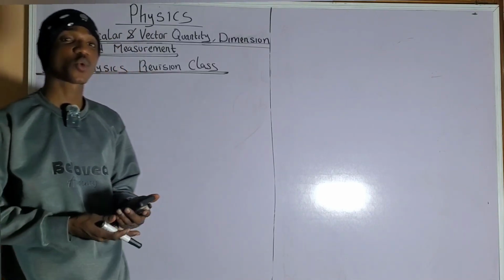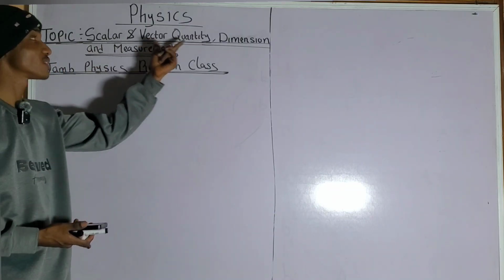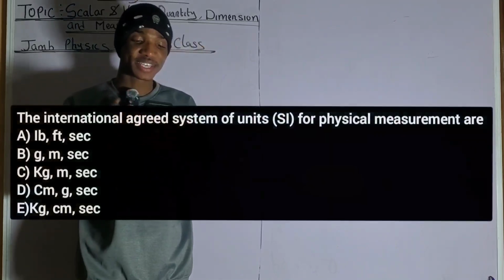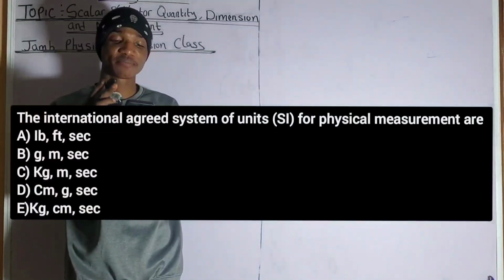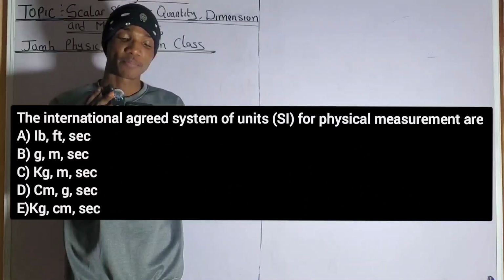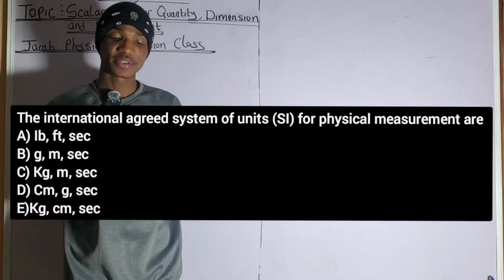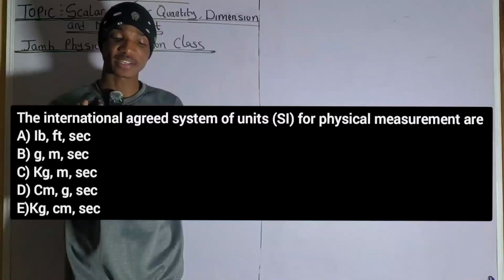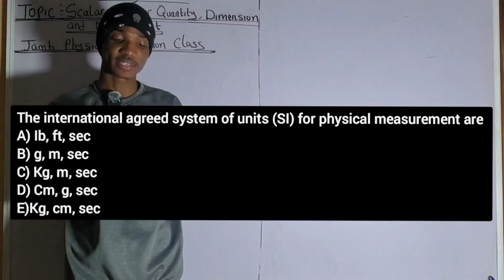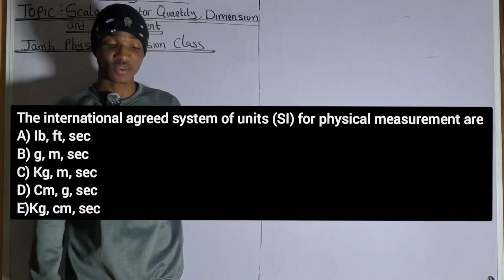In this class, we're going to go over past exam questions on the topic scalar and vector quantity, dimensions, and measurements. Okay. The international agreed system of units for physical measurements are A, pounds, feet, and seconds. B, gram, meter, and seconds. C, kilogram, meter, seconds. D, centimeter, gram, and seconds. E, kilogram, centimeter, and seconds.